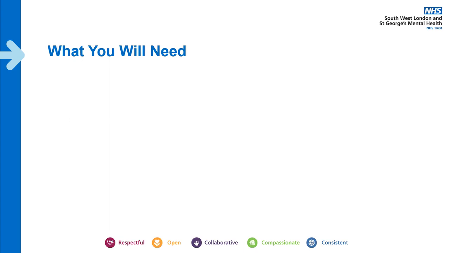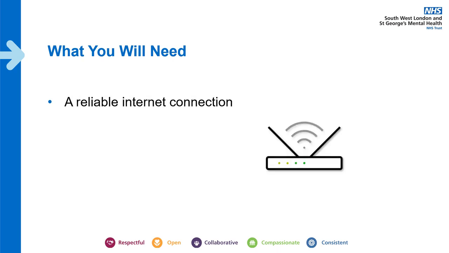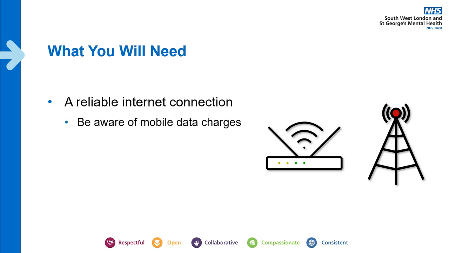And, of course, you will need a reliable internet connection, whether that is via your home router, a wireless network or Wi-Fi connection, or a mobile data connection. Please be aware that if you are using a mobile data connection, using Attend Anywhere will consume some of your data allowance, which may mean that you have to pay charges depending on your mobile contract. Therefore, we recommend that you use a Wi-Fi connection rather than mobile data if you can.